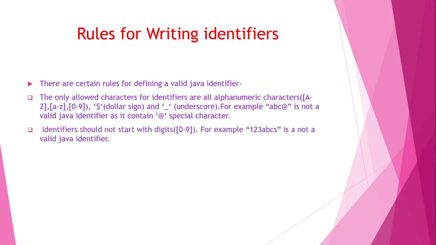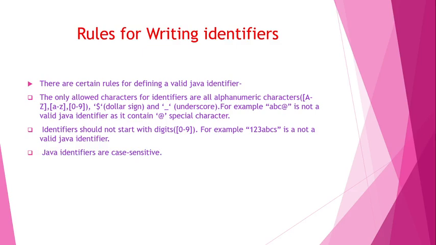Identifier should not start with digits 0 to 9. For example, 123ABCS is not a valid Java identifier. We should start the identifier name with alphabets, that is capital A to capital Z, small a to small z, $ sign and underscore sign only.